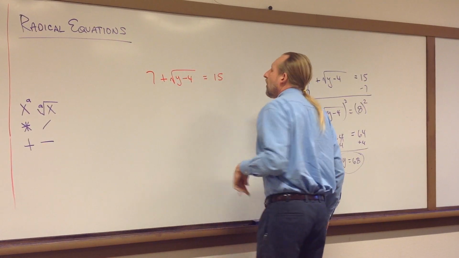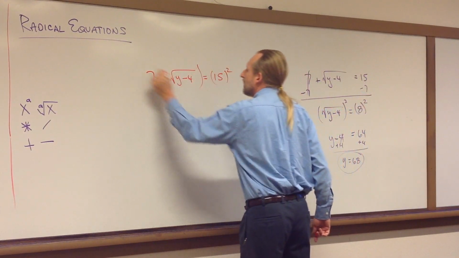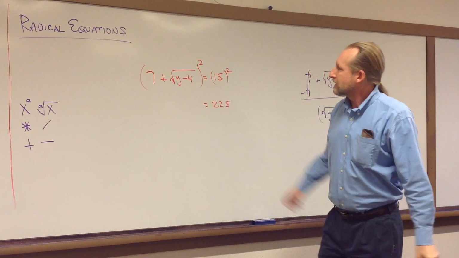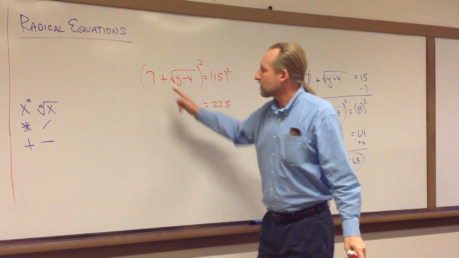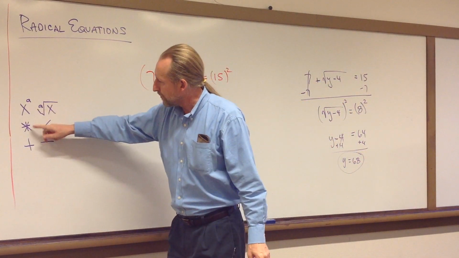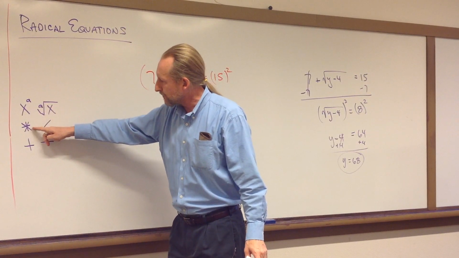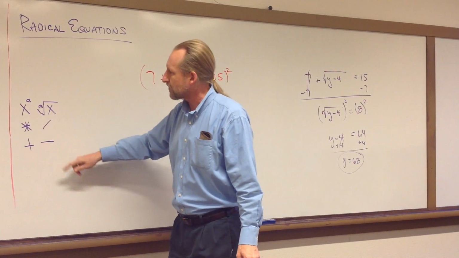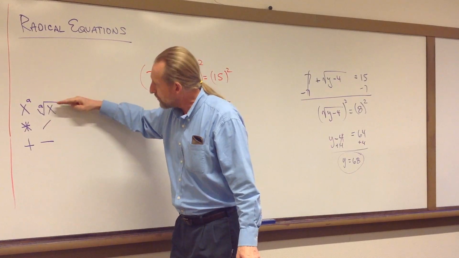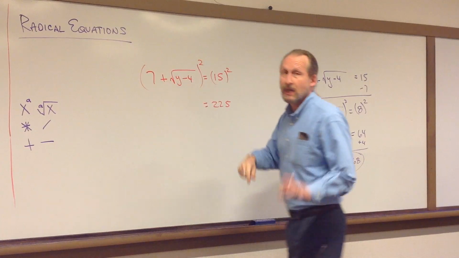So what if we didn't move the 7 over? What if we just squared both sides? Well, the trap that people fall into here is they try to distribute the exponent across the addition. I think we've talked about why that doesn't work. You can distribute one level of computation, but not two, right? You can distribute multiplication and division across addition and subtraction. You can distribute exponents and roots across multiplication and division, but you can't distribute this exponent across addition or subtraction. It's not going to work.